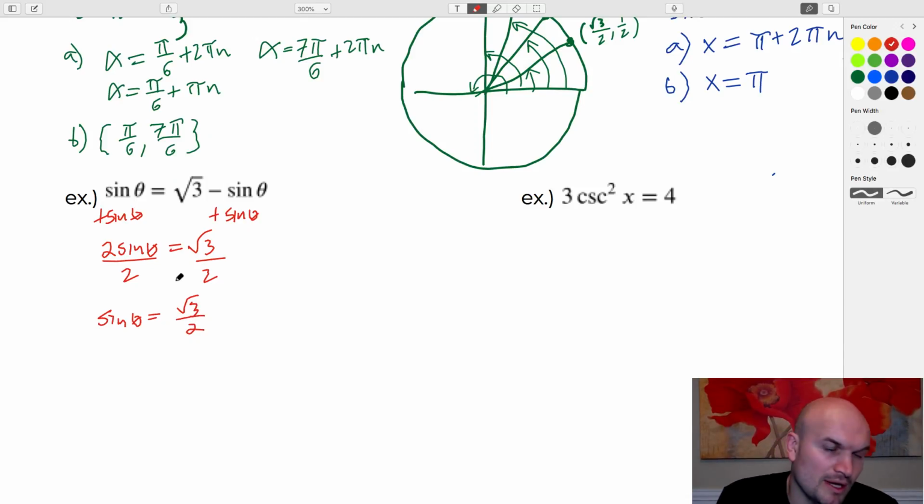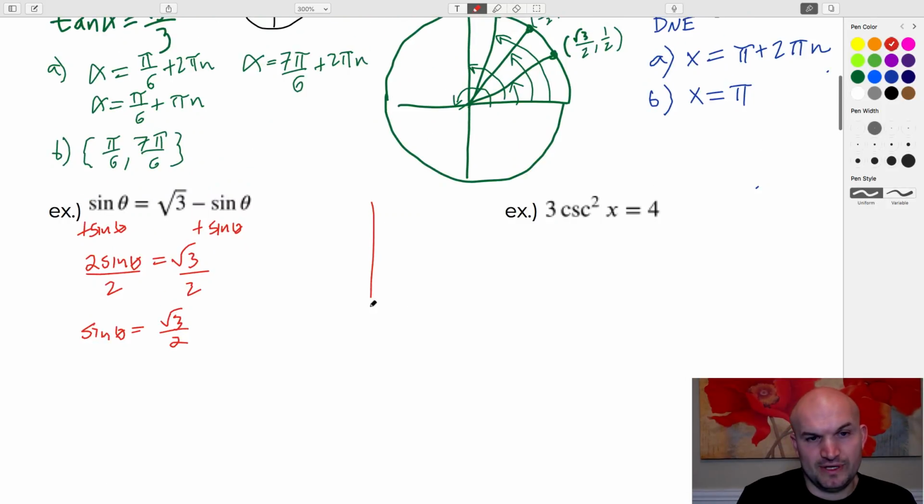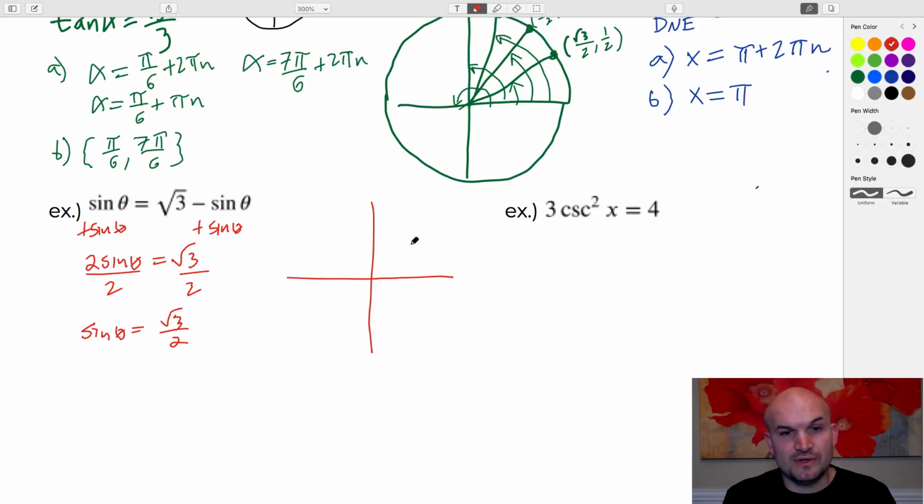Okay, so we think about this and say, all right, when is sine of theta equal to the square root of 3 over 2? Well, if we go back to our unit circle, understand the unit circle, square root of 3 over 2, that's going to be pi over 3.